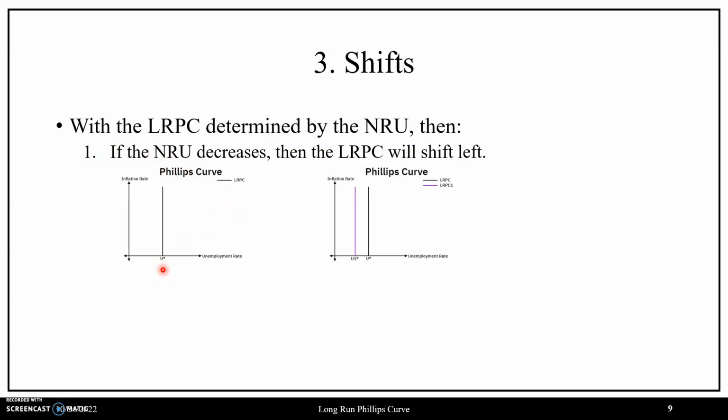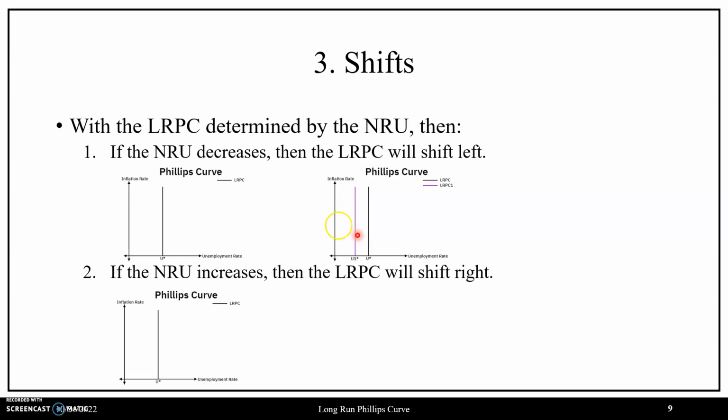where with this typical amount of unemployment decreasing due to reduction in structural unemployment, this then corresponds to the natural rate of unemployment going from U star to U star 1, which is a lower amount. Given that the long-run Phillips curve is determined by this rate, this then corresponds to a leftward shift of the long-run Phillips curve from long-run Phillips curve to long-run Phillips curve 1 in purple.